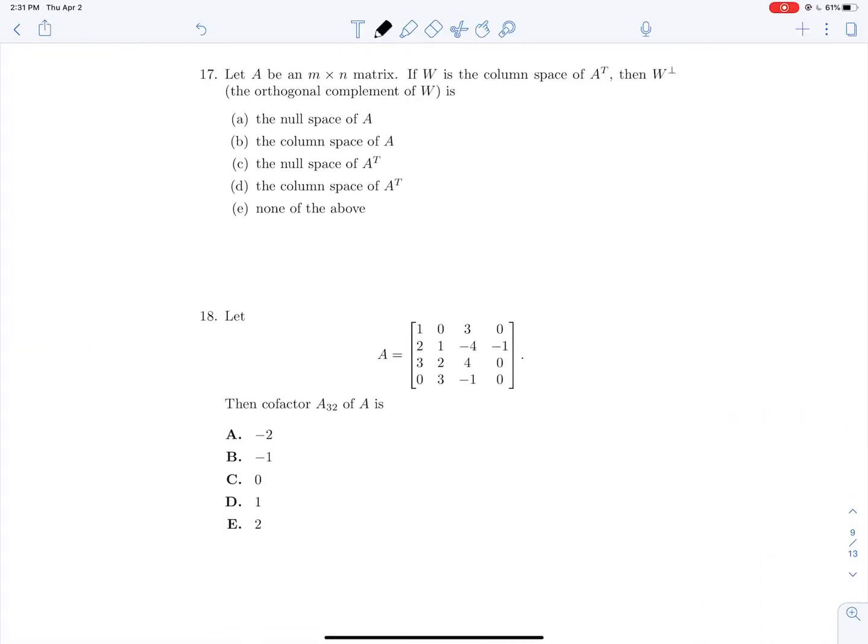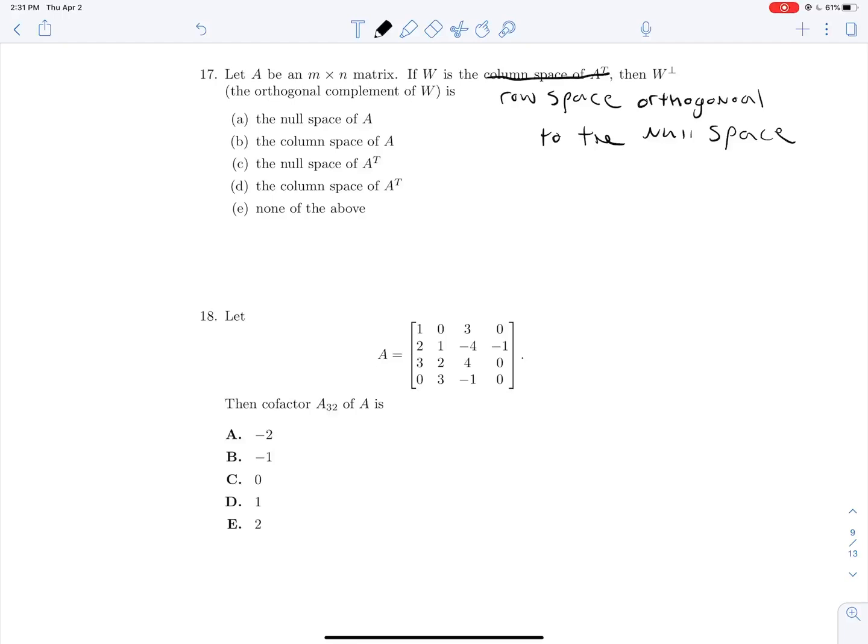17. Let A be an m by n matrix. If W is the column space of A transpose, aka the row space, one important thing to remember about the row space is that the row space is orthogonal to the null space. And again, like most things, I don't actually have a proof for that. That's just a thing that I've read on the internet and solves this question. Then the orthogonal component of W is what?